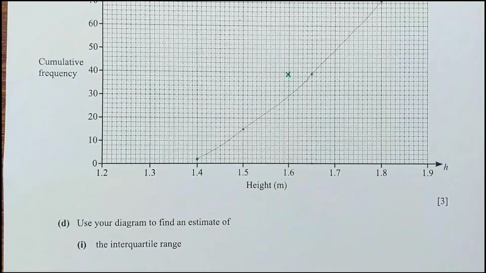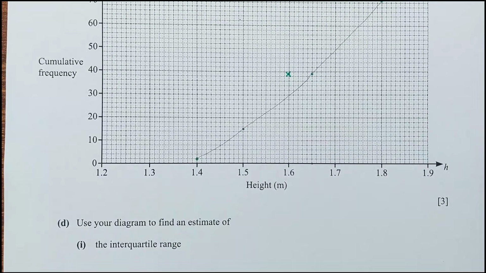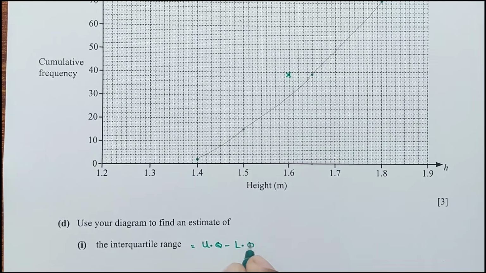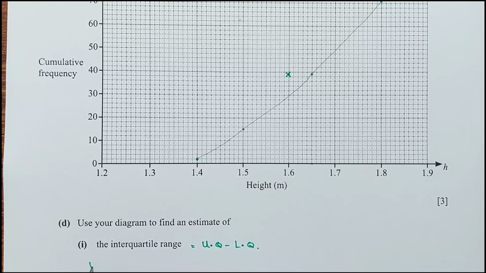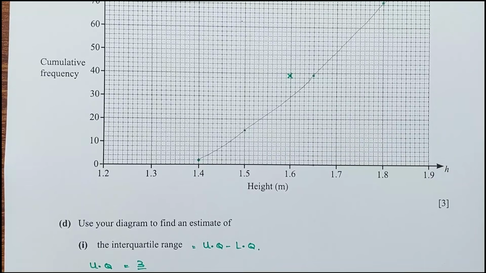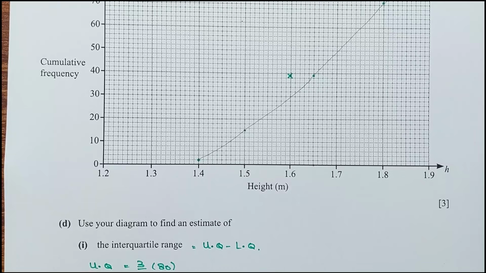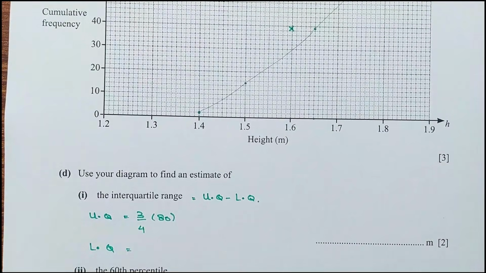Now for part D, use your diagram to find an estimate of number 1, the interquartile range. Interquartile range is basically equal to upper quartile minus lower quartile, right? So let me work on upper quartile. Since the sample space is even, there are 80 people. So upper quartile has a formula which is 3/4 of 80, and lower quartile is 1/4 of 80, right?